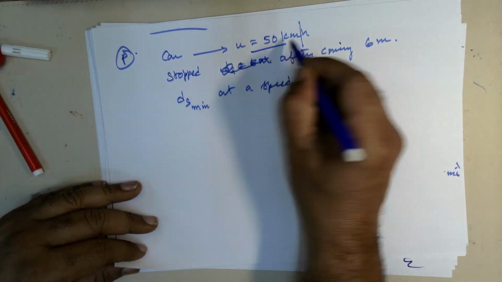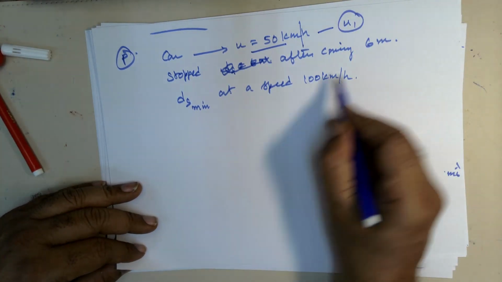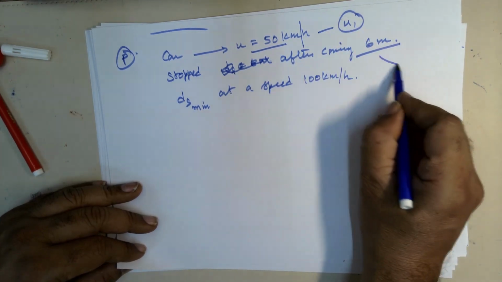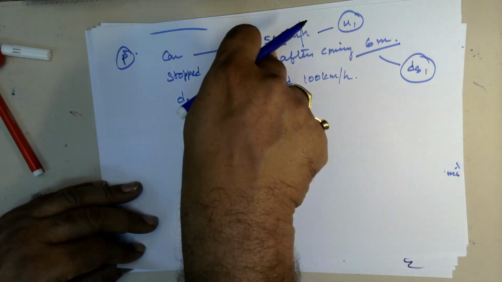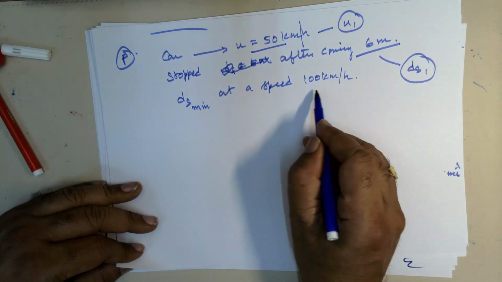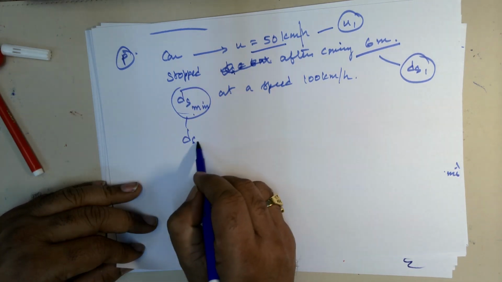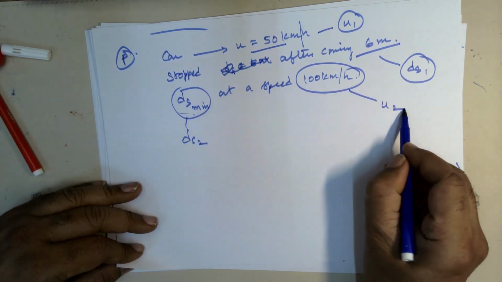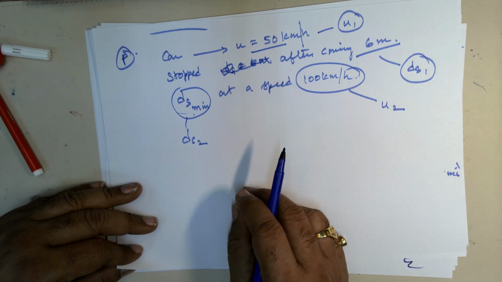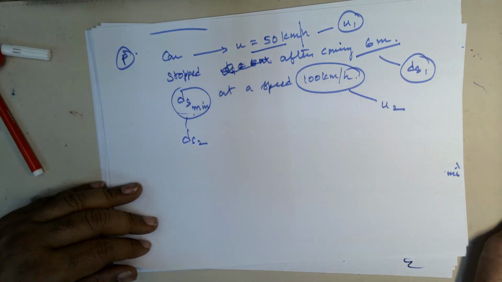So this is one velocity, we can call it u1, okay? And for this u1, this is the DS1, let me put. Okay, the stopping distance for this 50 kilometer speed. Now, what is the question asked? What is the minimum stopping distance, that is DS2, for 100 kilometer per hour? That is the second speed u2. Can you do this sum? It's very simple. It is only a ratio sum, that's all.